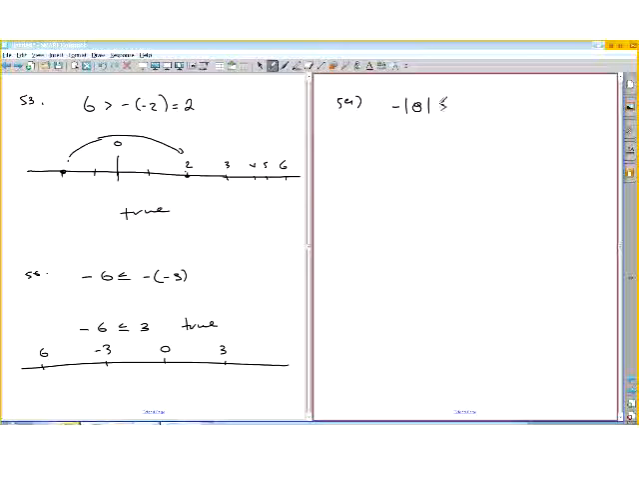Okay, we got 59 next. Negative the absolute value of 8 is greater than the absolute value of negative 9. So first thing to do is take the absolute values. The absolute value of 8 is positive 8. So you get negative 8 is greater than the absolute value of negative 9. Well, the absolute value of negative 9 is positive 9.